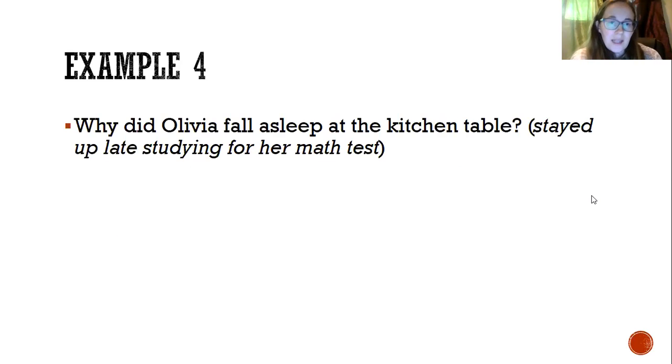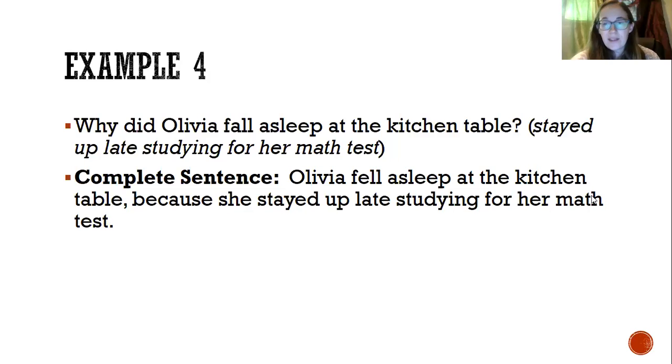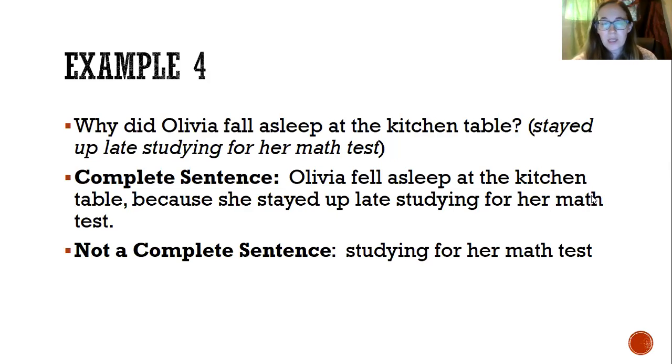Okay, here's a fourth example. Why did Olivia fall asleep at the kitchen table? The answer you want to give is she stayed up late studying for her math test. But I need to put that together. Since it's a why question, I need the word because in there. So Olivia fell asleep at the kitchen table because she stayed up late studying for her math test.